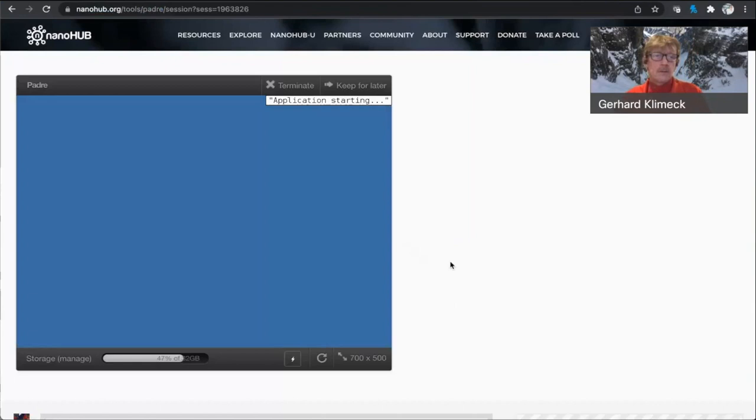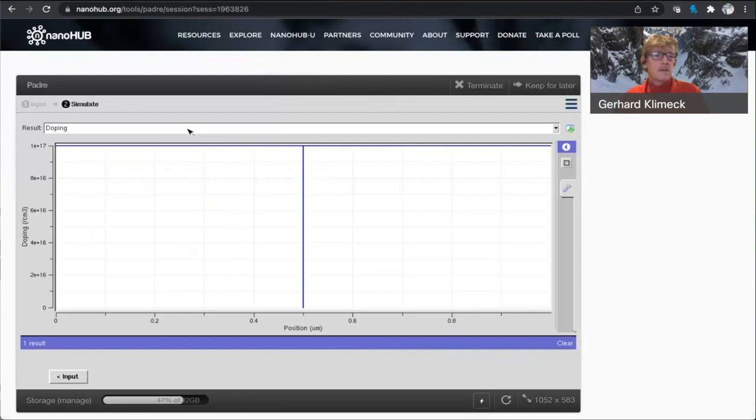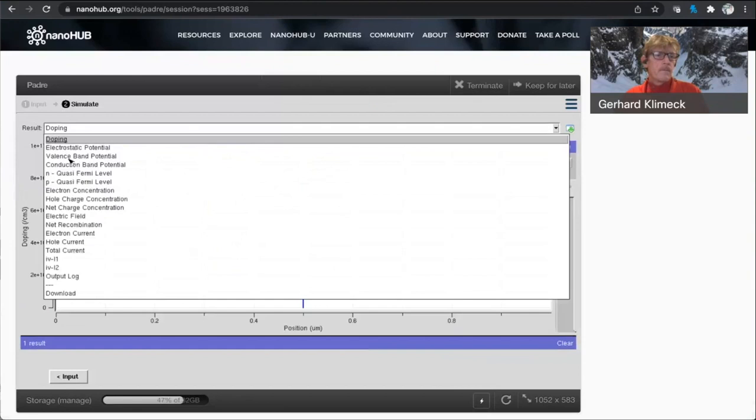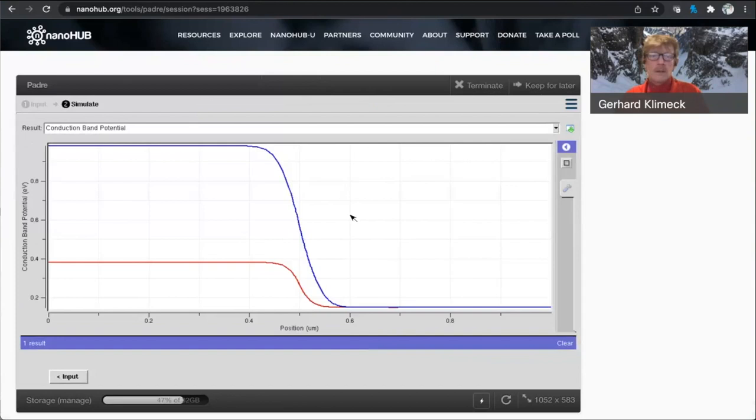input deck. So here is the PN junction, and then you can shine light in certain regions. So this is the same PN junction simulation, which shows the electrostatic potential for two biases, valence band, conduction band. So this is the full-fledged tool, and you can mess with it to your heart's delight. So this is exposing you to really the full tool capabilities.